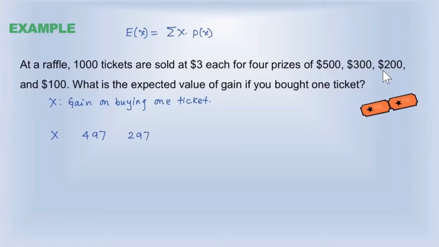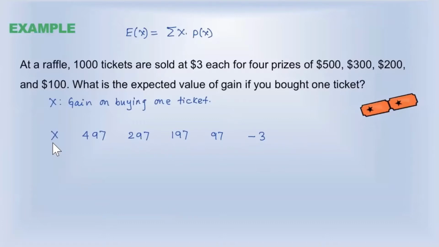If you get a $200 prize, what is your gain? 197. Now you have the idea. If you get a $100 prize, what is the gain? $97. And if you don't get any prize, what is the gain? Minus $3. That's a loss, right? Minus $3. Very good. So this is your random variable.